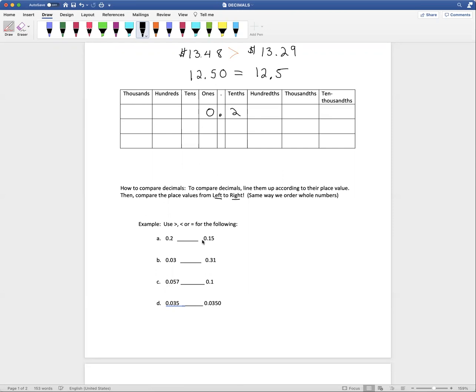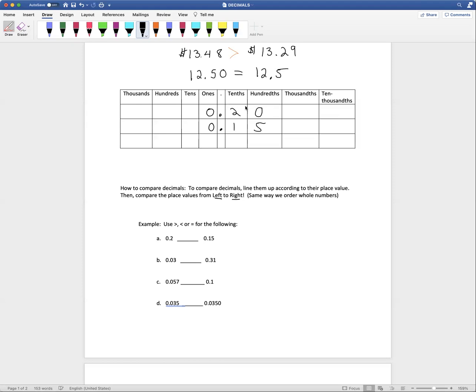This next number, 0 and 15 hundredths. Or you can also just call this 15 hundredths, 0.15. Now, if we take a look at these two numbers and we line them up according to their place value, they both have 0 ones. This number has 2 tenths. This number has 1 tenth. So guess which number is bigger? This number is bigger.